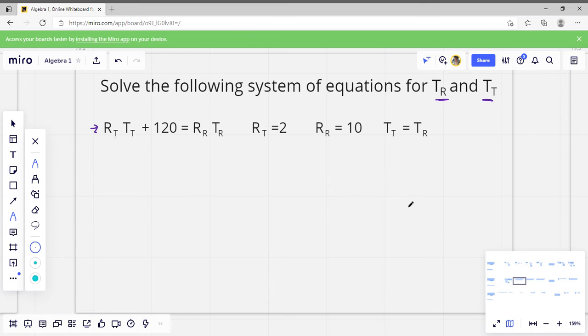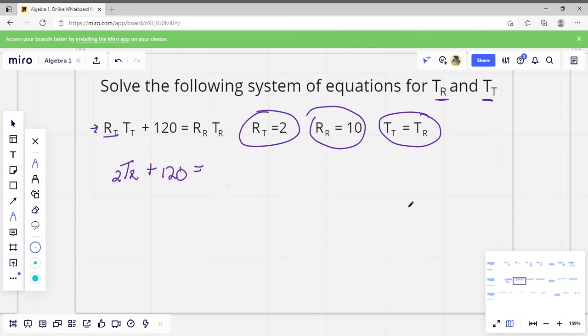Alright, so RT, do we have any RT? RT equals 2. Alright, so we're going to plug that in, times TT. TT equals TR plus 120 equals RR. Oh, we know what that is. 10 times TR.